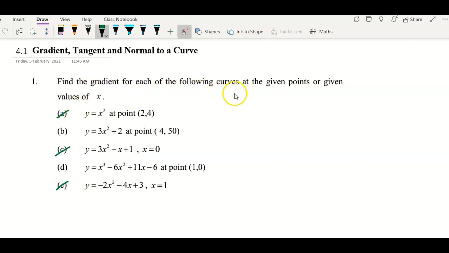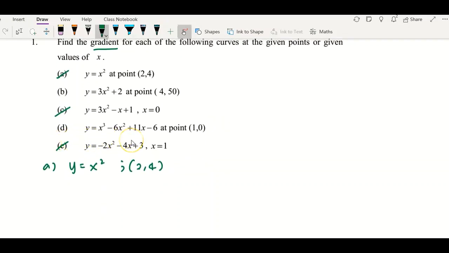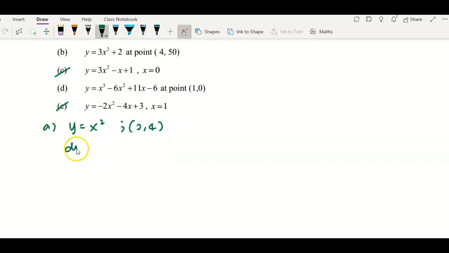Find the gradient of each of the following curves at the given points or given values of x. I have a curve y equals x squared, and at the point (2, 4) I'm going to get the gradient. This question didn't ask for the tangent, so we just find the gradient at the given point. The gradient is given by dy/dx. To get the gradient of a curve, we just get dy/dx. Actually, this is the gradient of the tangent line at the point.